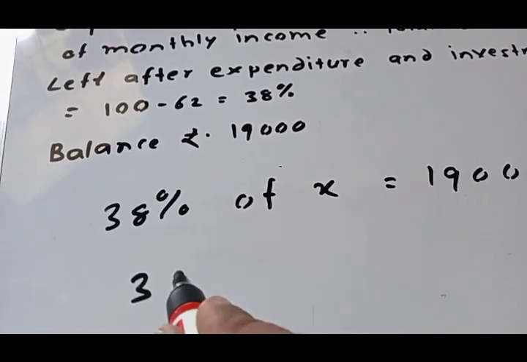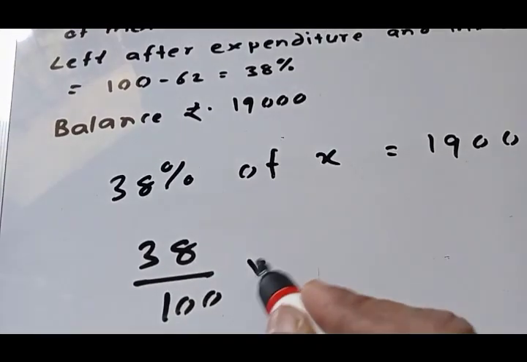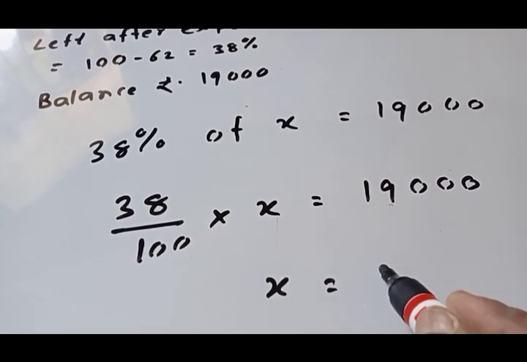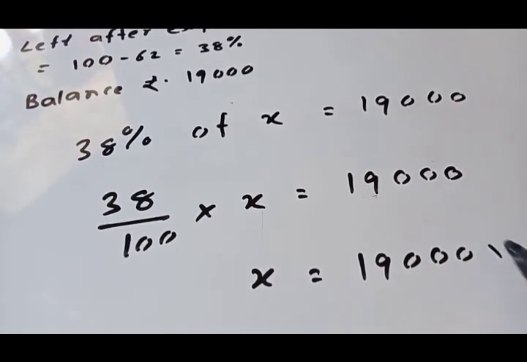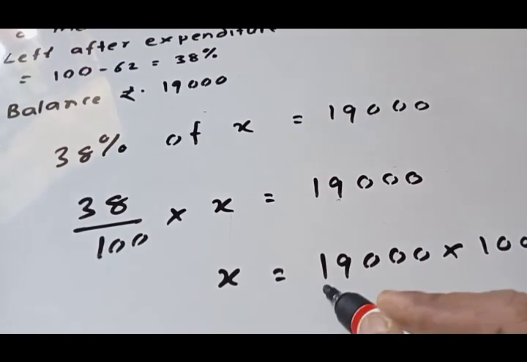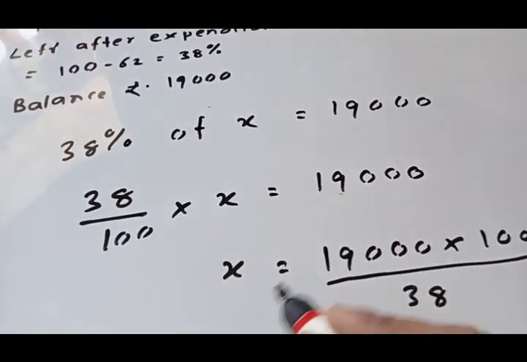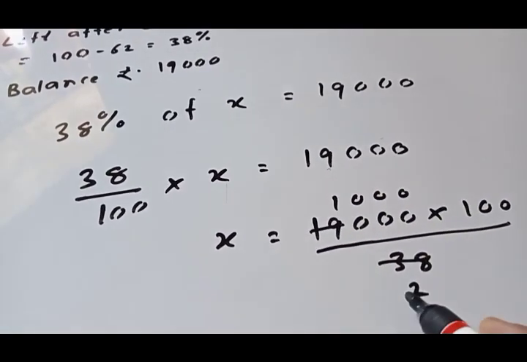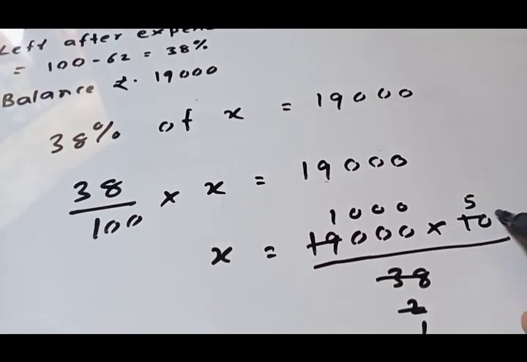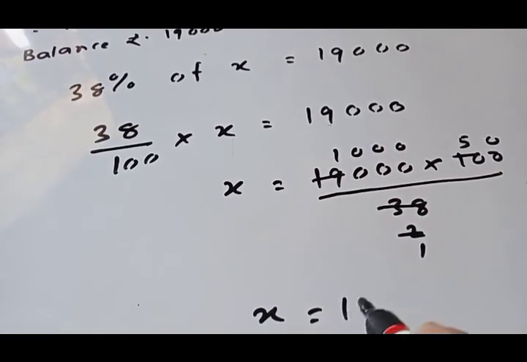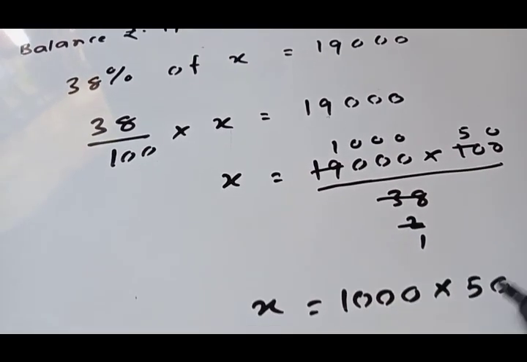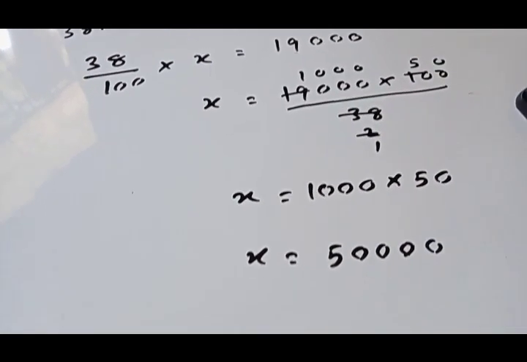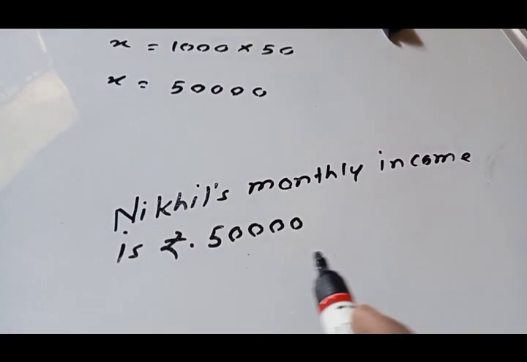So 38 upon 100 into X equals 19,000. So X equals 19,000 into the opposite, 100 upon 38. Simplifying, X is equal to 1,000 into 50. So X is equal to 50,000. So Nikhil's monthly income is rupees 50,000.